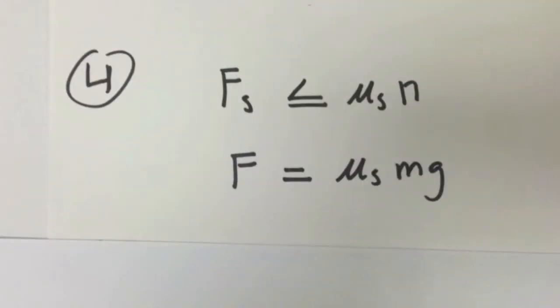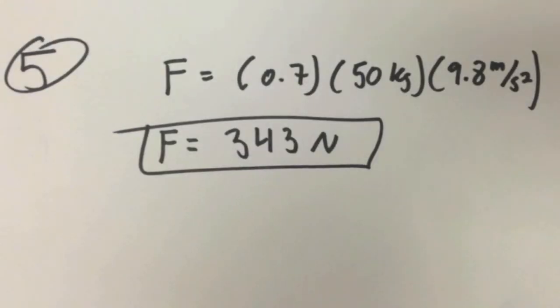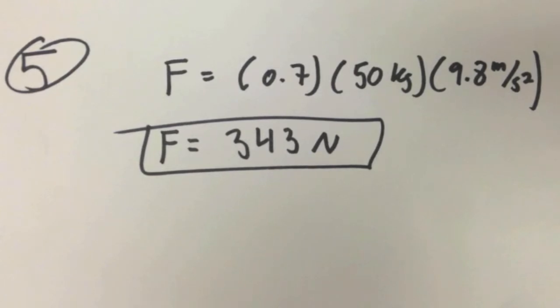Next, we will solve for the force of static friction, which is less than or equal to mu s n. But in this case, we are solving for the maximum possible force. So this force is going to be equal to mu s n, or force of static friction is equal to mu s mg. Next, plug in your equation and solve, and we find that the force that this man is pushing at is 343 newtons.